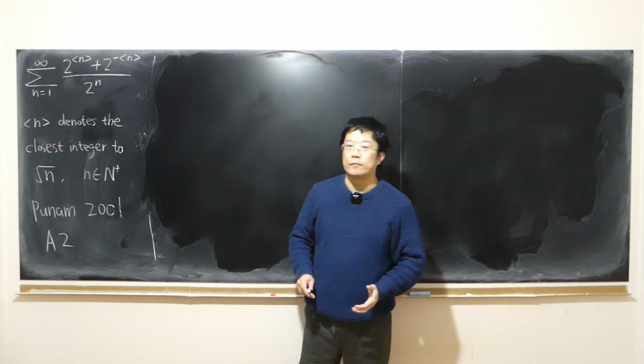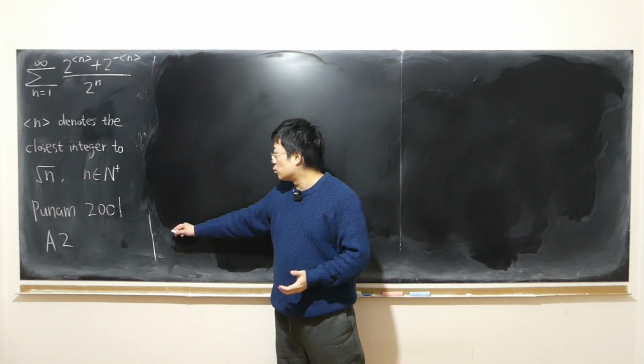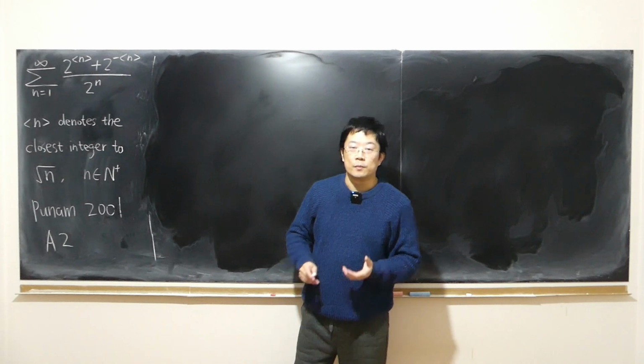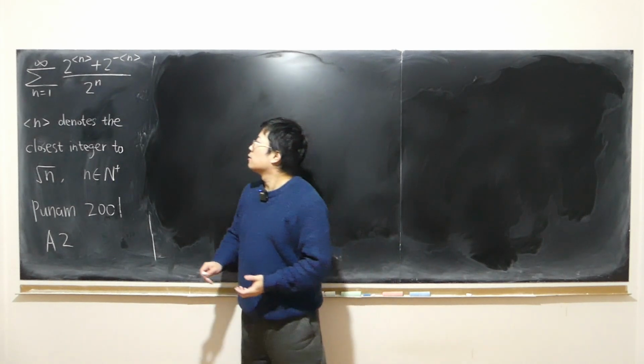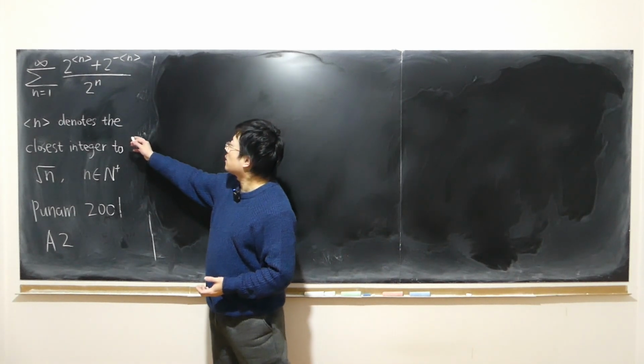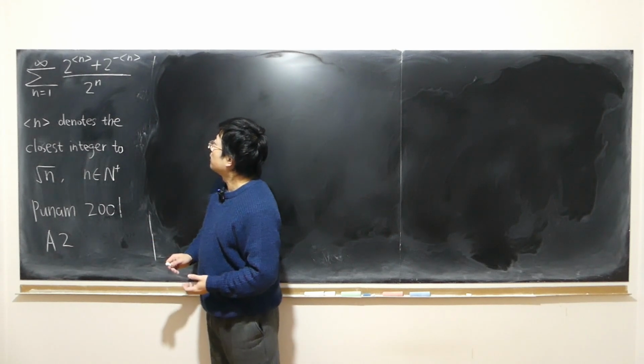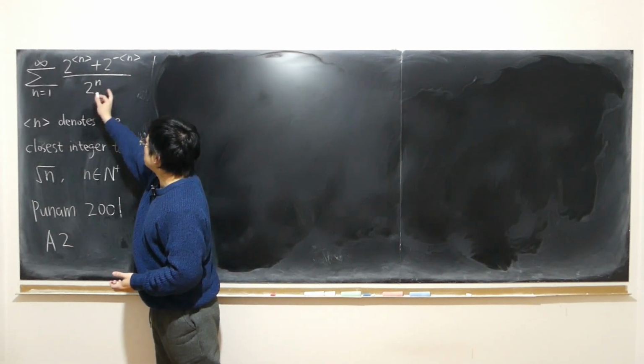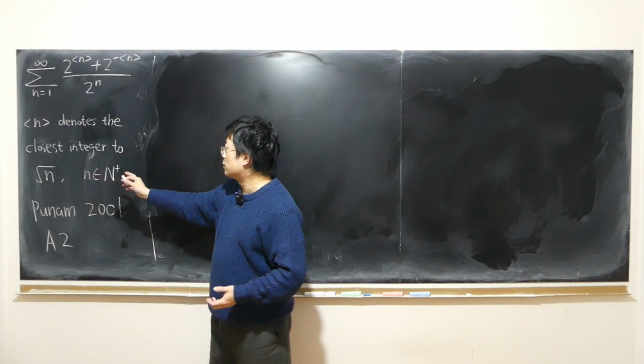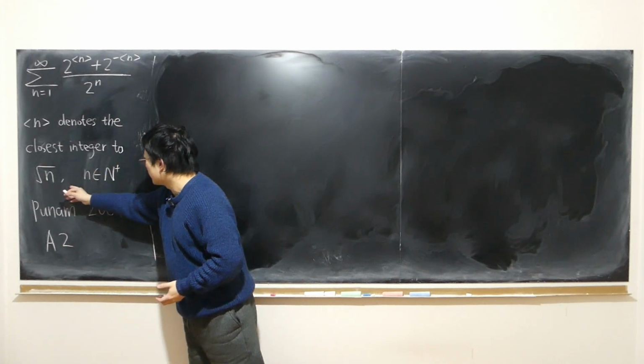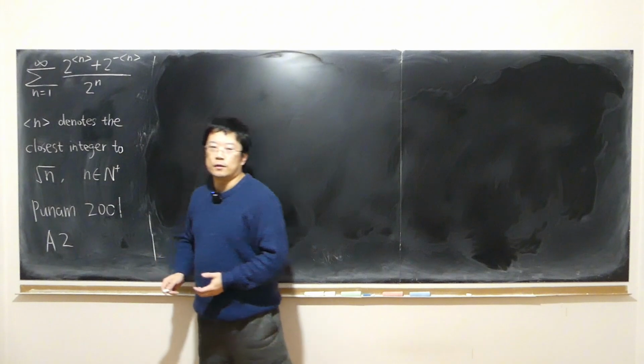Let's have a look at the problem from Putnam test 2001, problem A2. So which means it's a relatively easy one. We're trying to find out the infinite sum, n from 1 to infinity, of 2 to this special notation here, which denotes the closest integer to the square root of n, where n is a positive integer.